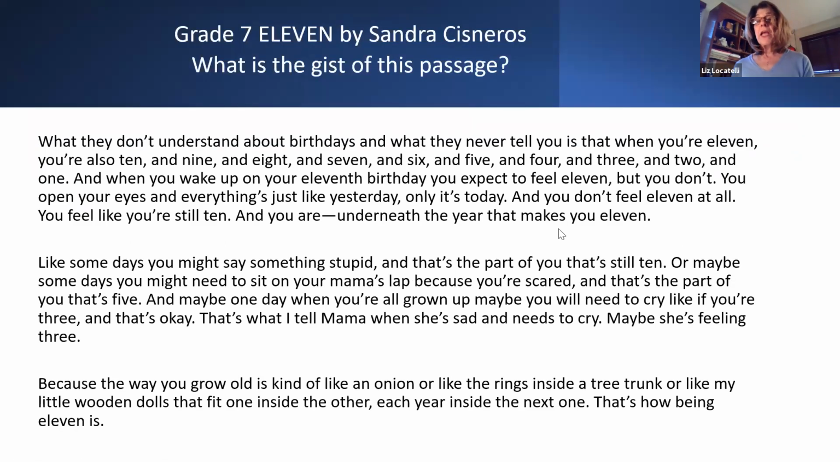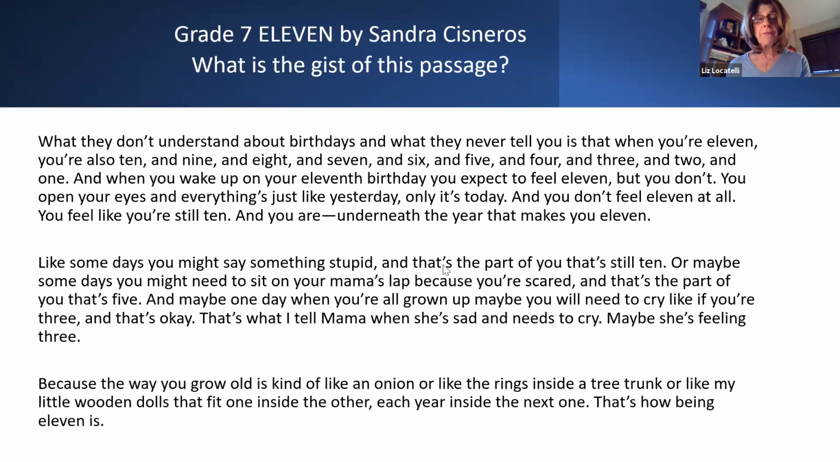Let's try it. So I need you to look at this passage. It's from the story 11, which is a great story, and it's a 7th grade story. And I want you to think about what is the gist?